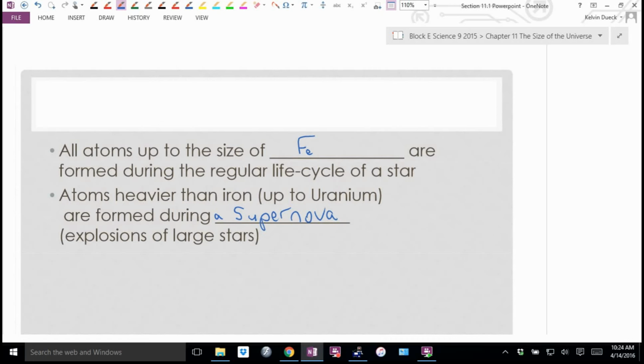What about the ones after uranium? Those we've made in labs in particle accelerators. They don't exist in the universe on their own naturally. And just like that, there's the whole periodic table.